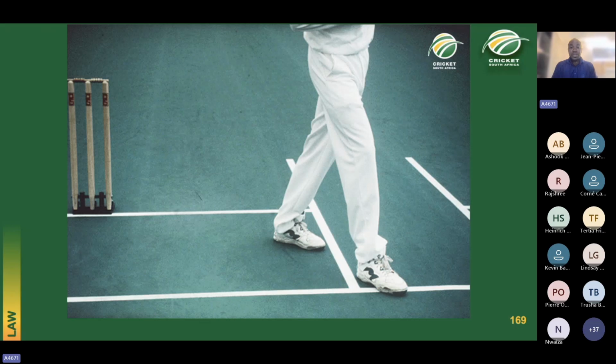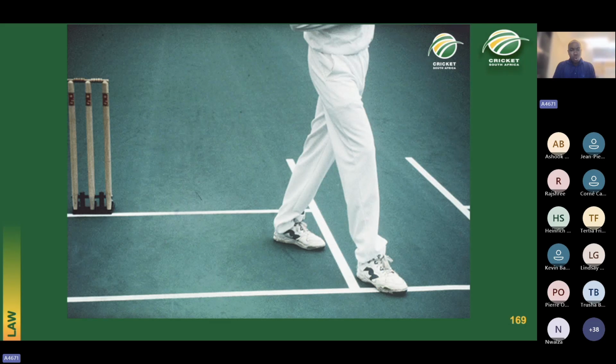What about the front foot? The front foot is behind the popping crease. About 3/4 of the front foot is grounded behind the popping crease. So the front foot is also fine.